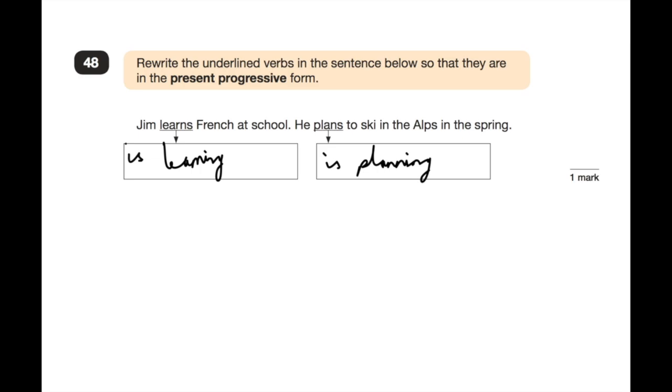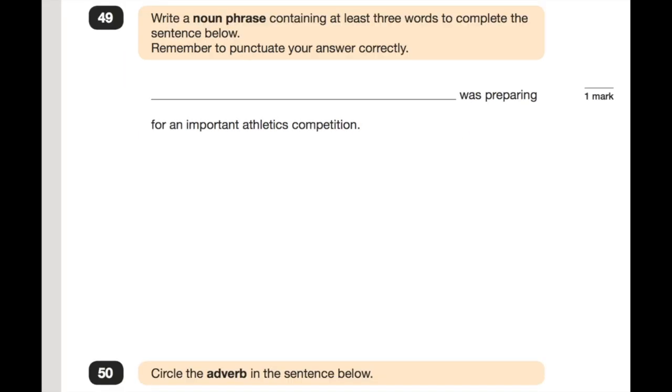Number 49, write a noun phrase containing at least 3 words to complete the sentence below. Now, we know that a noun is a person, place, or thing, and a phrase is a collection of words. It's not quite a full sentence. In this case, it's asking for at least 3. So our noun in this case, I'm going to use a runner, and my phrase is going to be the fastest runner in the world. So the fastest runner in the world was preparing for an important athletics competition.